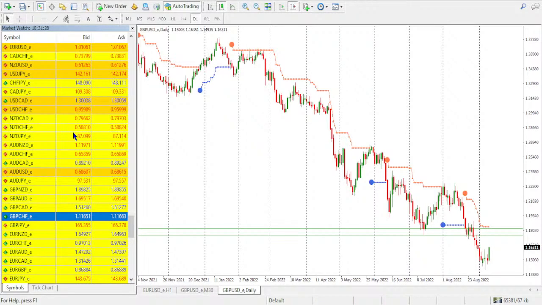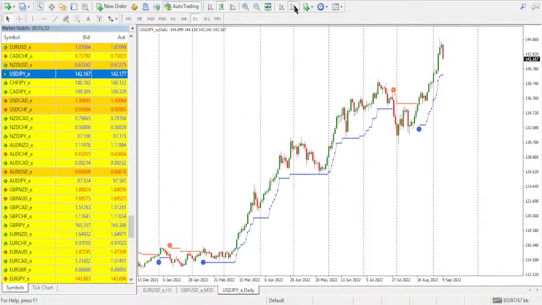The next chart is US dollar Japanese yen. So this is a pullback. The sell we are seeing now is actually just a pullback. So we don't expect this sell to continue down and break below this point. If the price goes down, then we want to see a buy from around this area here.